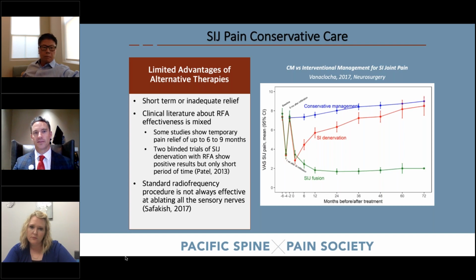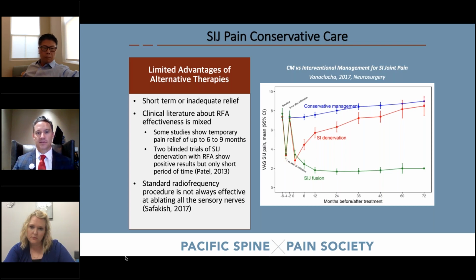If you track these patients out to 5 years, the stabilization or fusion population has done significantly better than patients who have had an RFA or conventional medical management. In this article, they also have a similar graph showing opioid use. What's striking is that in the conventional medical management and SI joint denervation groups, 5 years later, 80% of them are on higher doses than when they were initially seen 5 years earlier.